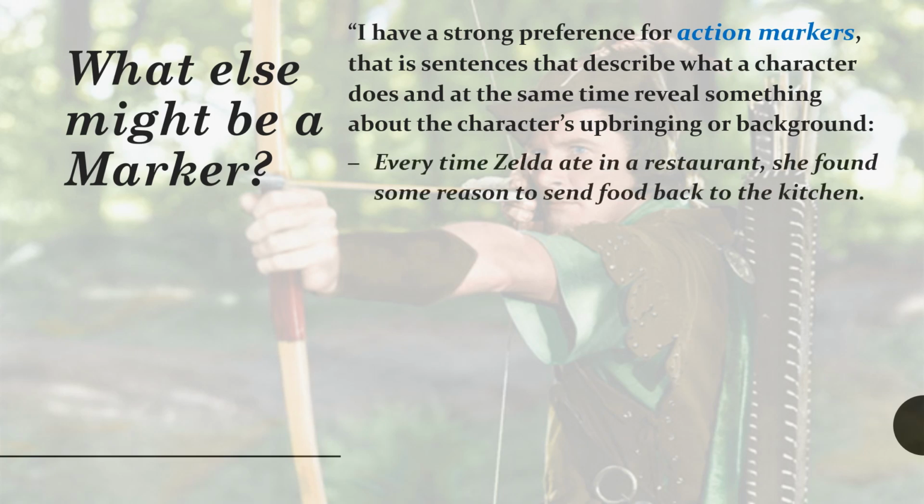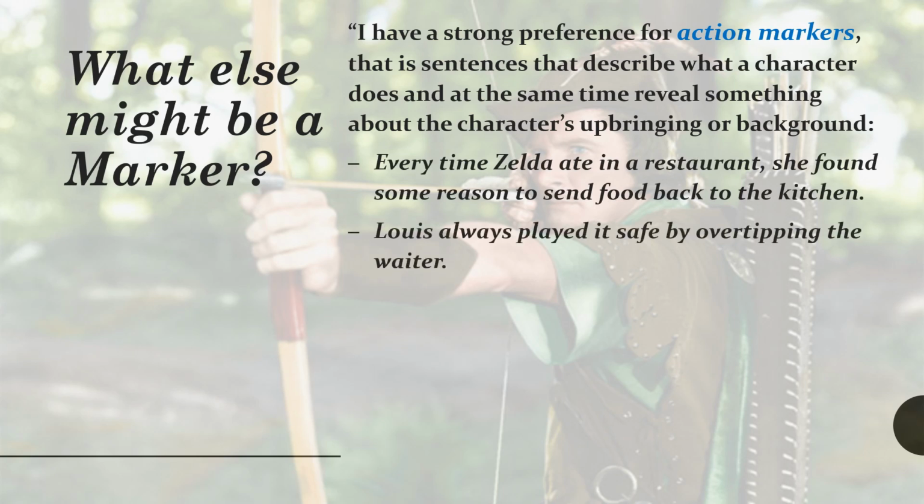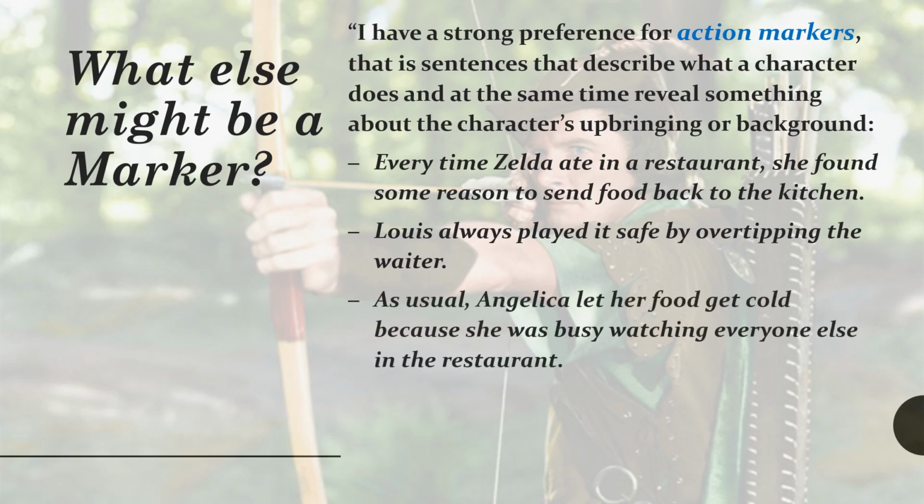Every time Zelda ate in a restaurant, she found some reason to send food back to the kitchen. Lewis always played it safe by over-tipping the waiter. As usual, Angelica let her food get cold because she was busy watching everyone else in the restaurant. So each one of these things tells us something, the way they act.